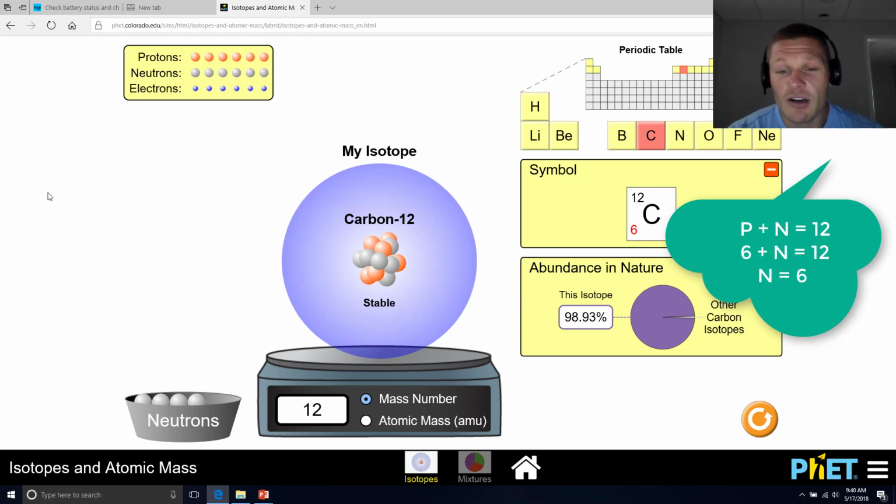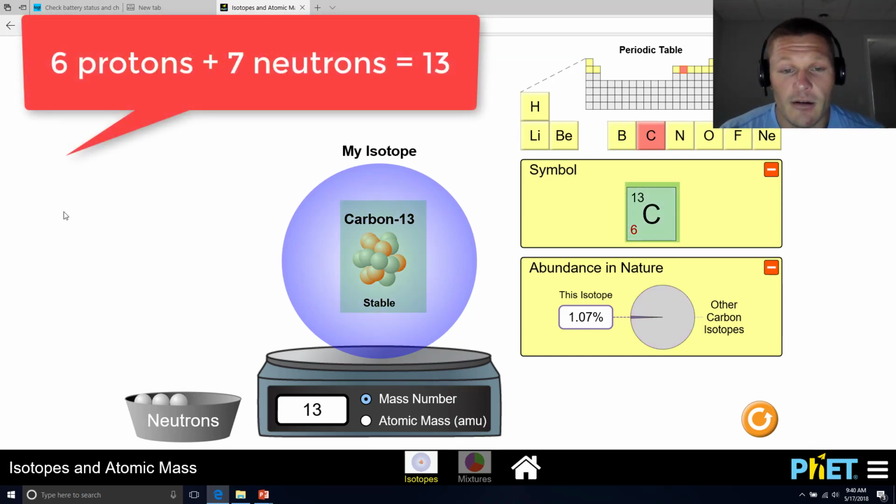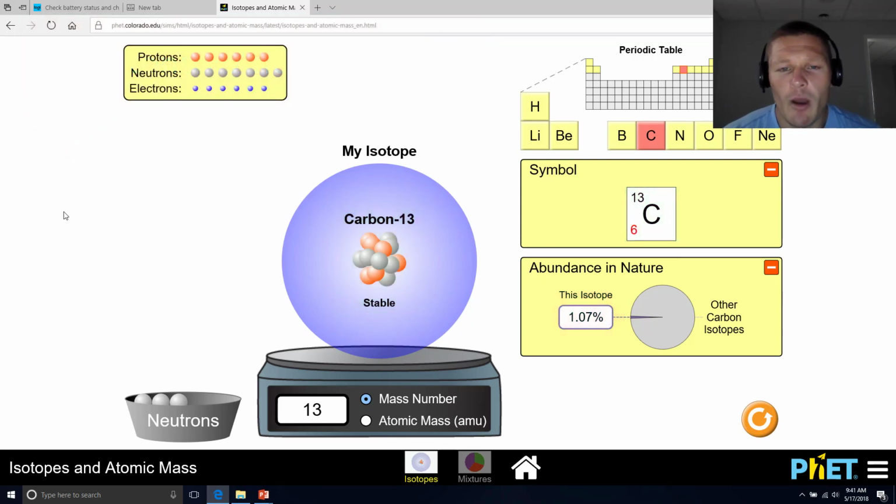You see that in nature, 98.93% of all carbon atoms are carbon-12. But what if we add another neutron to this nucleus? We now have carbon-13. Carbon still has 6 protons in its nucleus, and about 1% of the carbon atoms that exist are carbon-13. That's why when you look at the periodic table, the atomic mass number, the number under the C for carbon, is 12.01. It's a weighted average.